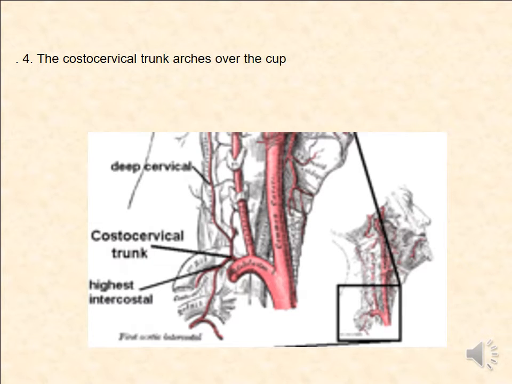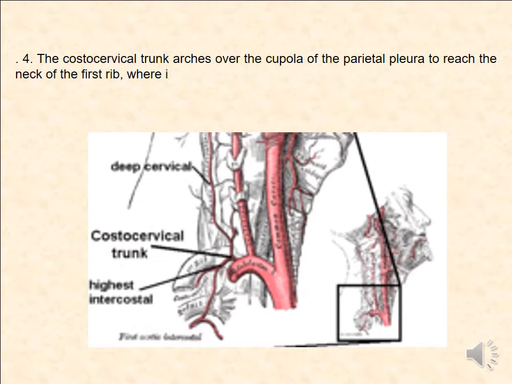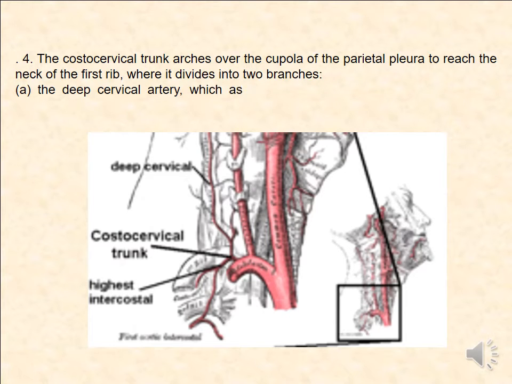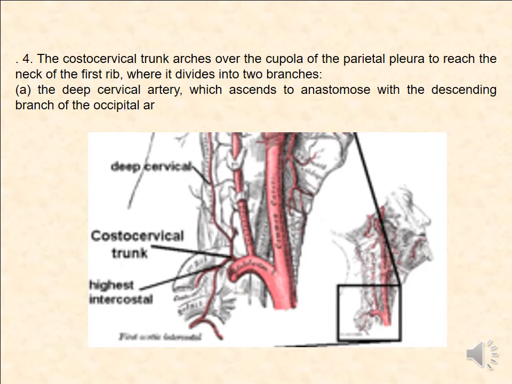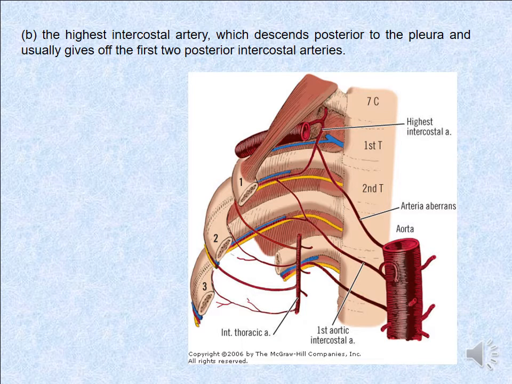The fourth branch of the subclavian artery, the costocervical trunk, arches over the cupula of the parietal pleura to reach the neck of the first rib, where it divides into two branches: the deep cervical artery, which ascends to anastomose with the descending branch of the occipital artery, and the highest intercostal artery, which descends posterior to the pleura and usually gives off the first two posterior intercostal arteries.